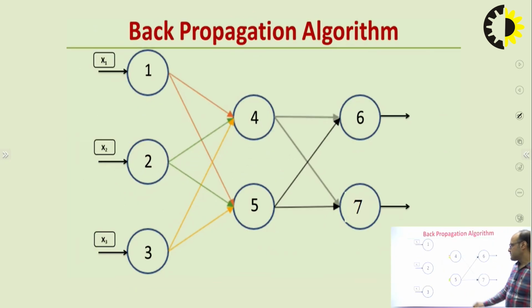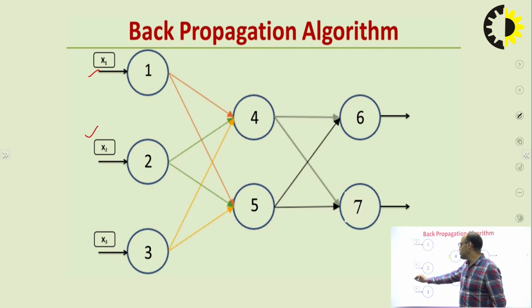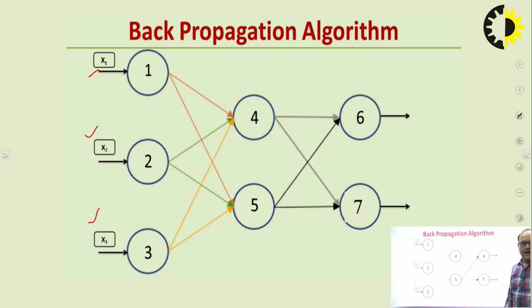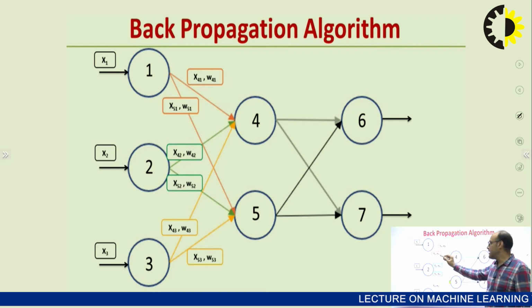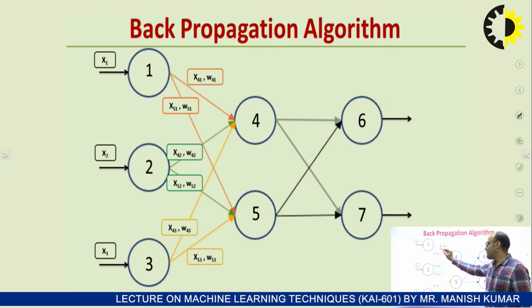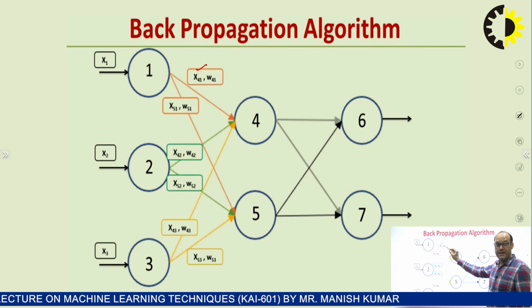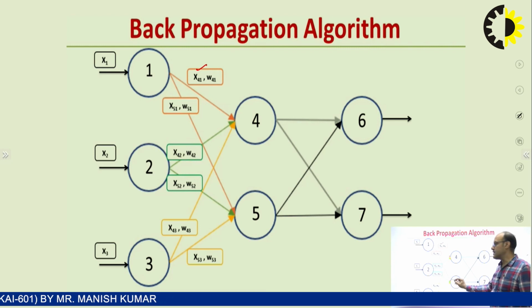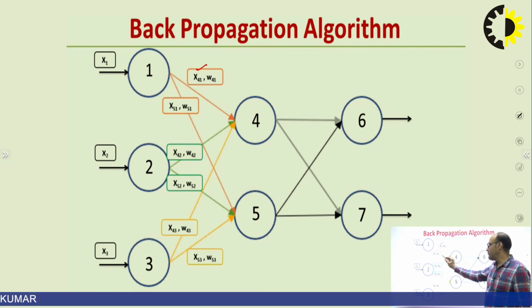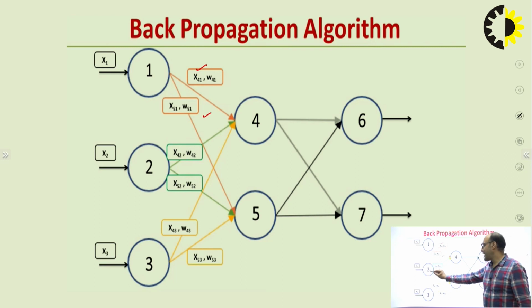Then this is the input x1, x2, x3. The input will be provided, propagate in the network, and the output will be generated. The mapping is done here. Input from 1 will propagate here, numbered x41, with the respective weight of that edge, w41. The 1 to 5 mapping is numbered x51, w51. Similarly, from 2 the input will propagate to 4 and to 5, and similarly from 3 to 4 and 3 to 5.